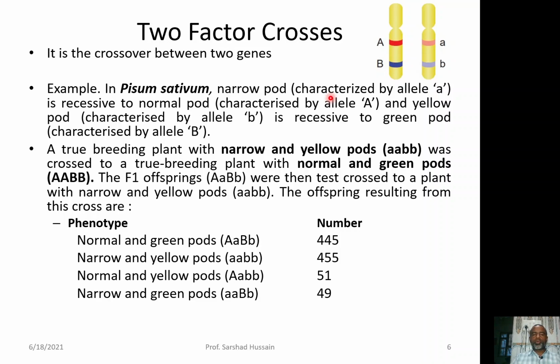When true breeding plants with narrow and yellow pod, true breeding means both the pair of the chromosome will have the similar type of the gene, that is aa and bb, are crossed to a true breeding plant having normal pod and the green color of the pod, that is capital A, capital A, capital B, capital B. The offsprings were produced having this type of combination.